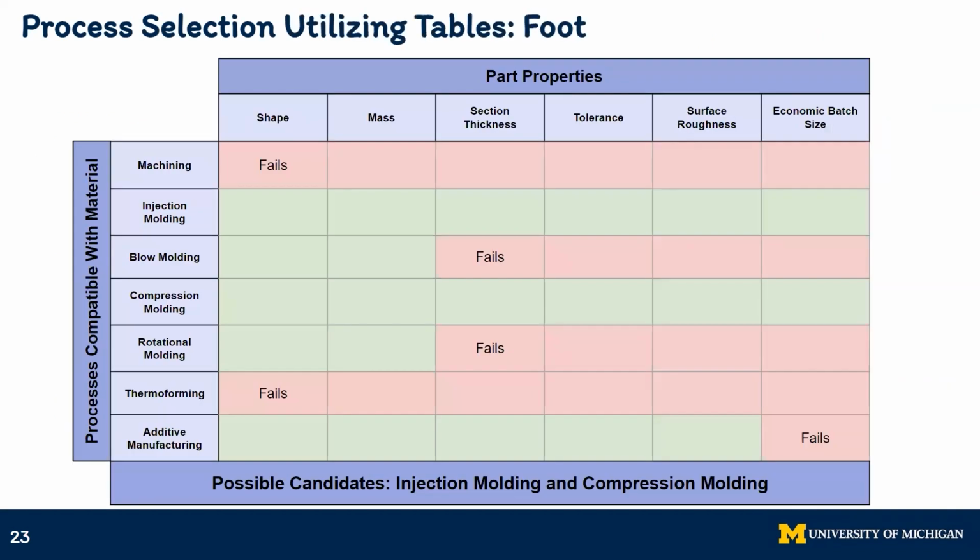The two possible process candidates for the foot include injection molding and compression molding. Ultimately, injection molding was chosen because it is better suited in producing parts with intricate details and is generally a quicker process than compression molding.